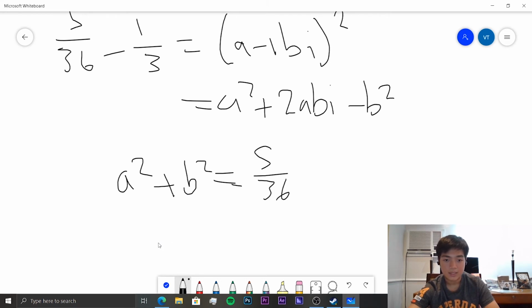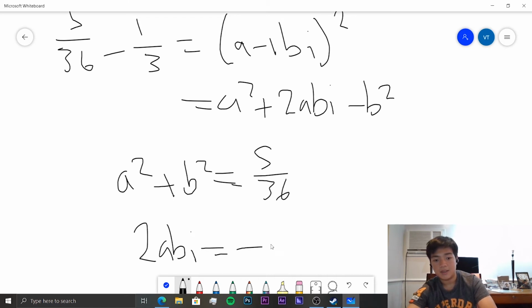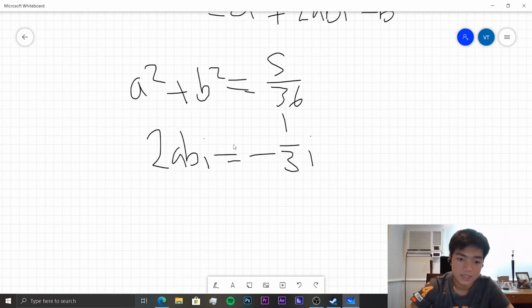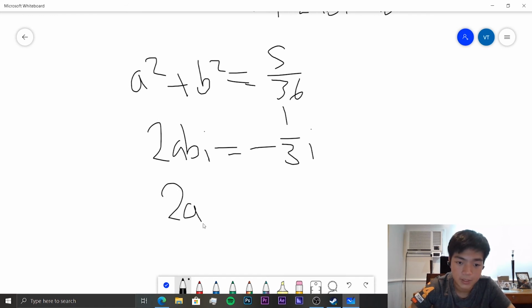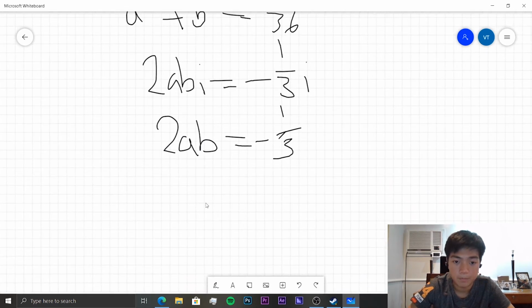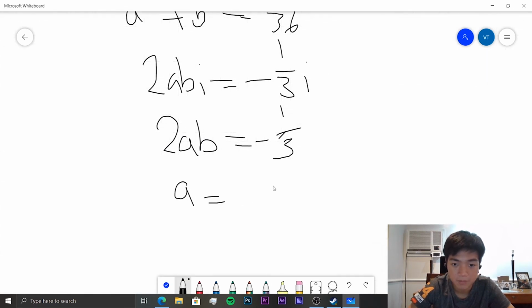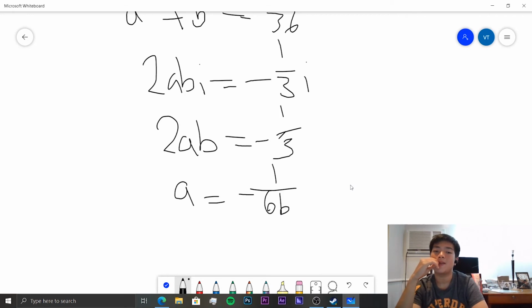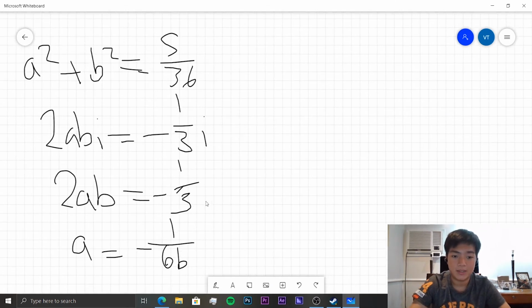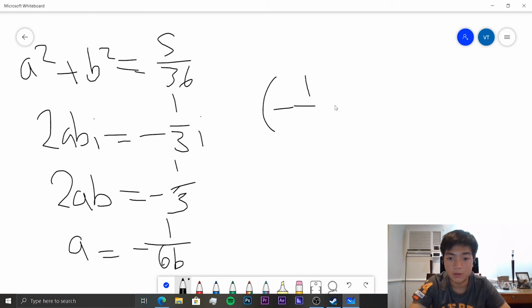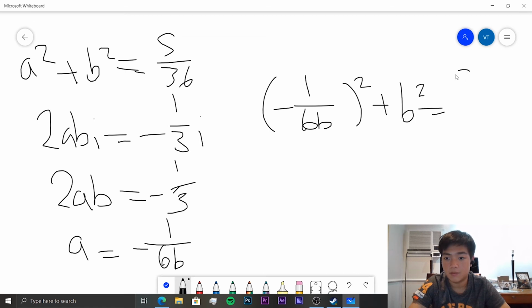And we know that 2abi is equal to negative 1/3 i. So in this case, we can divide both sides. So we can say 2ab is equal to negative 1/3. And I guess a is equal to negative 1 over 6b. Is that a fair statement? Yeah. So we can substitute that back up here. So we have negative 1 over 6b squared plus b squared is equal to 5 over 36.